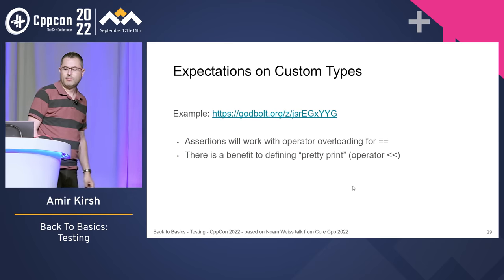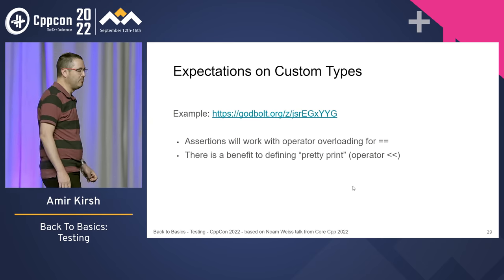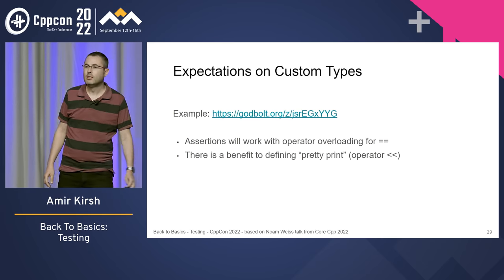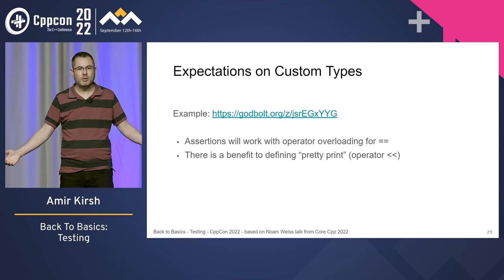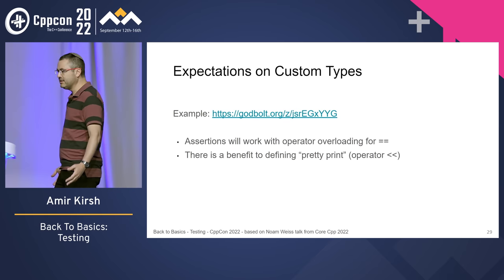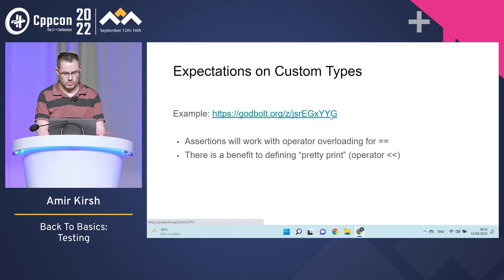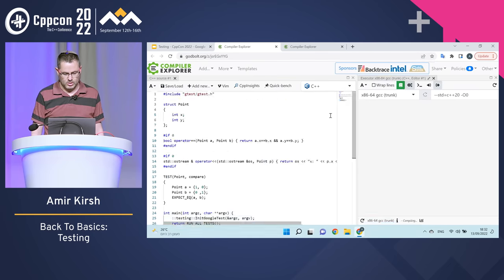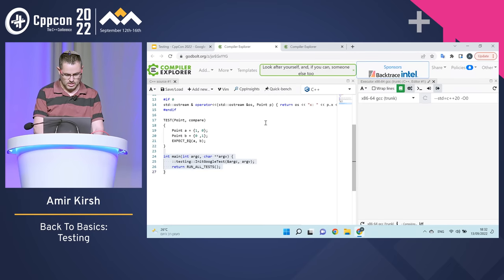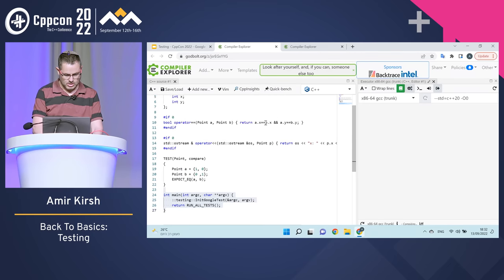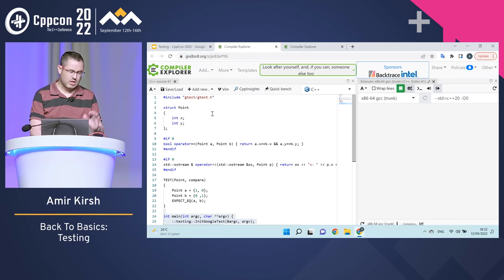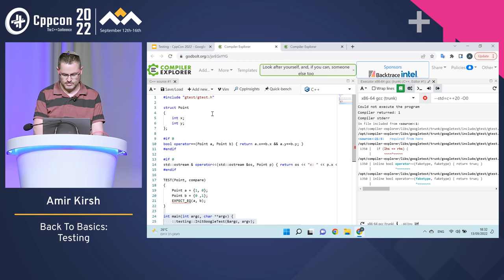Expectations on custom types. Suppose that I want to expect a point to be equal to another point, then most probably I need point to implement equality. Once you implement equality, you're fine. Let's do that. So this is the example with point. Let's see that we get the point. So we have a point. Just for simplicity, it is a struct, OK?